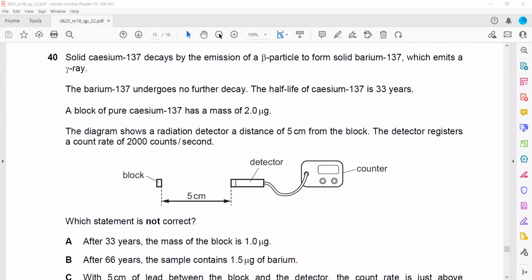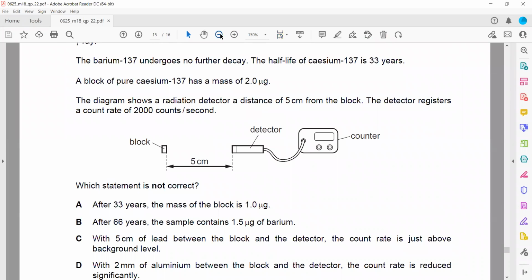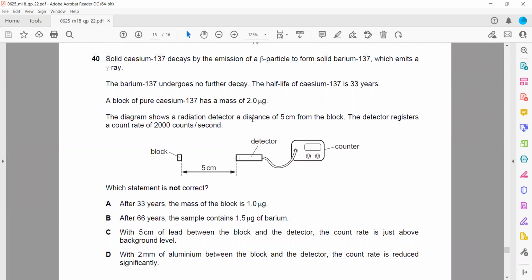Then in question 40, we have solid cesium 137 which decays by emitting a beta particle to form solid barium 137, which emits gamma. Barium undergoes no further decay. The half-life of the cesium is 33 years. We have a block of cesium 137, which has a mass of 2 micrograms.